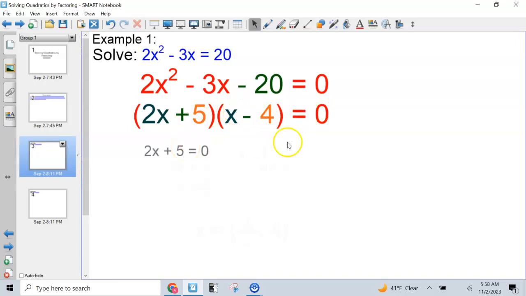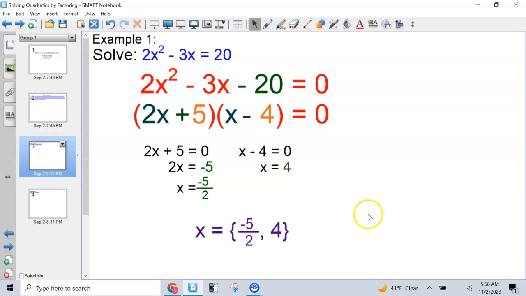So 2x plus 5 equals 0. x minus 4 equals 0. To solve the first one, you subtract 5, divide by 2. To solve the second one, you add 4. So we have 2 answers here. Negative 5 halves, a fraction, and 4. And this is a good time to say that every quadratic has 2 answers. Usually they're both different. Every now and then it's a repeat answer.